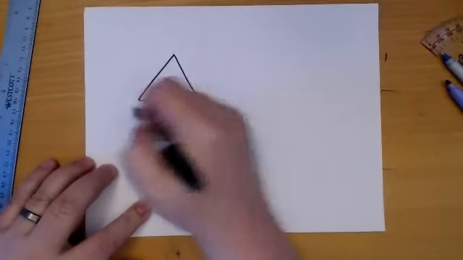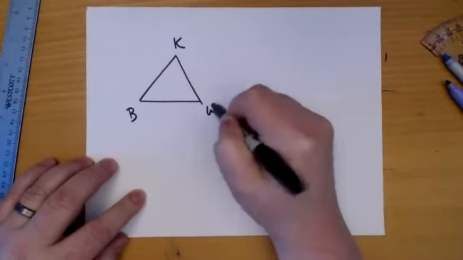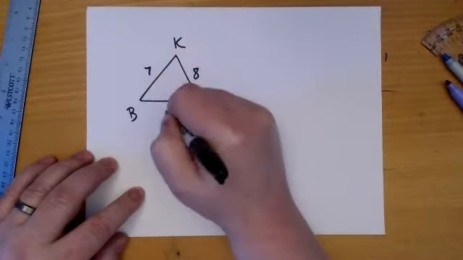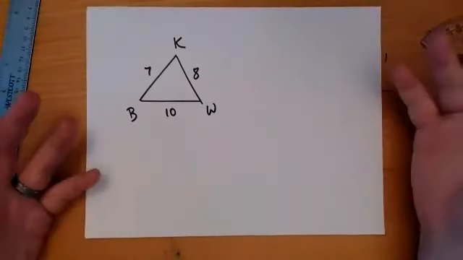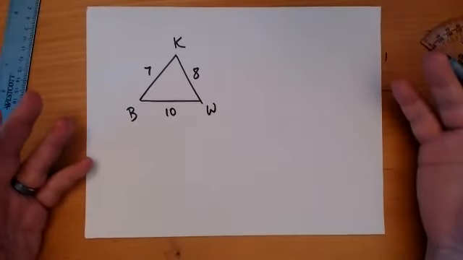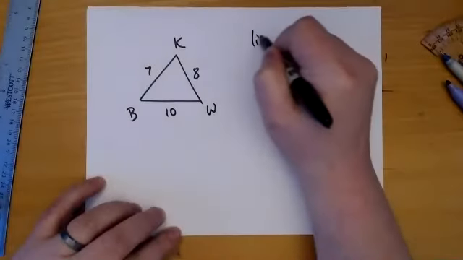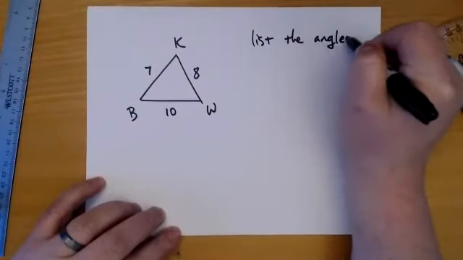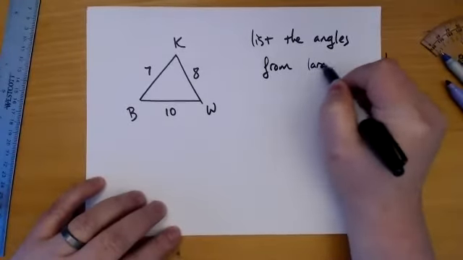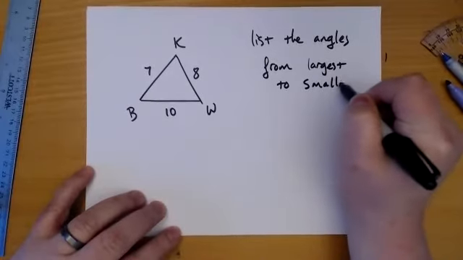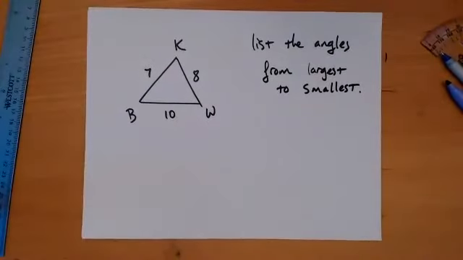Now we're just going to do it in the other direction. Take a look. So now I'm telling you how long the sides are. BK is 7, KW is 8, and BW is 10. This is working the exact same idea, but you're given the sides and you need to give me the angles. So find the smallest side, and it's going to be across from the smallest angle.